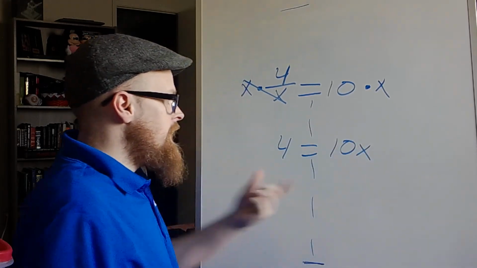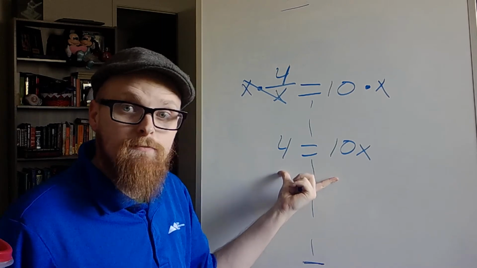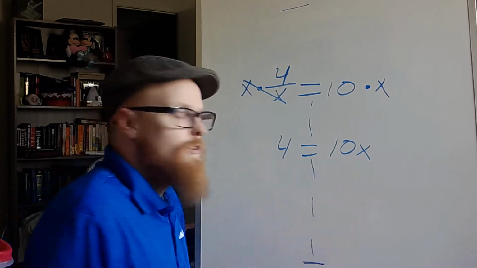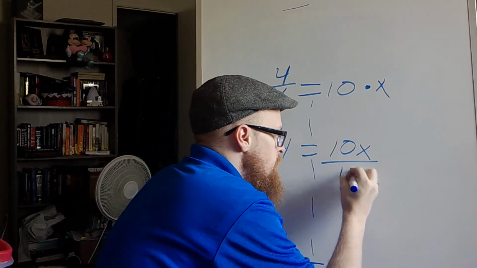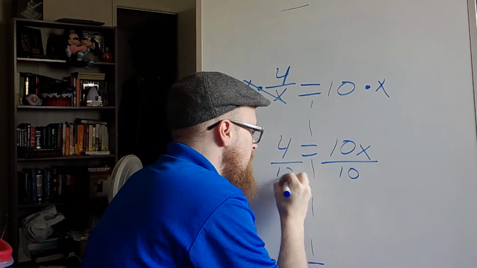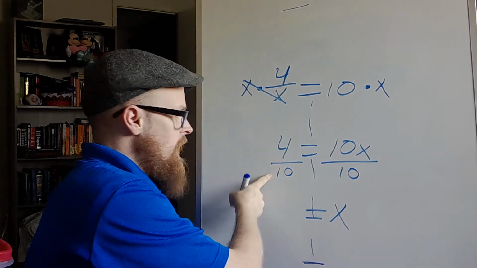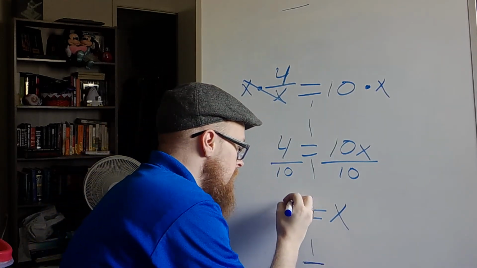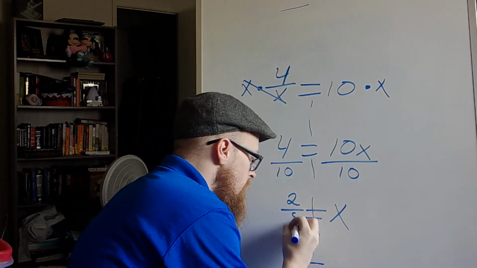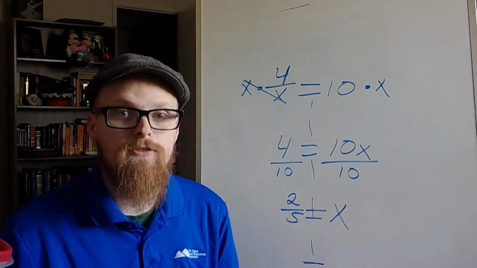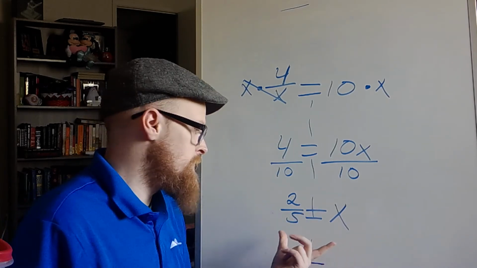10x. Now this, you should know how to solve, right? It's a multiplication of x. So I divide by 10. Divide by 10. Simplify my fraction. Right? x equals 2/5. Notice this is backwards.